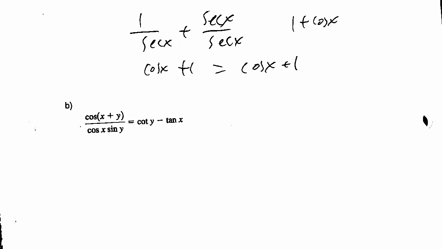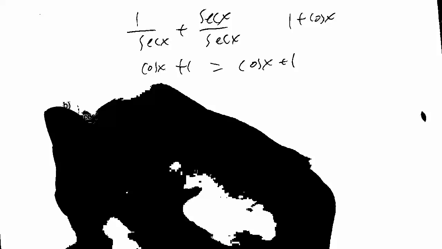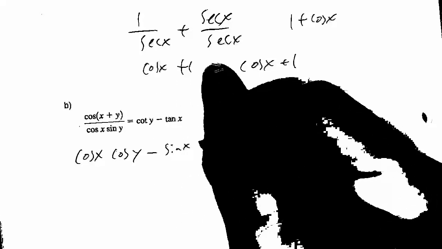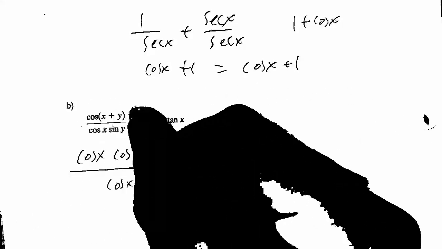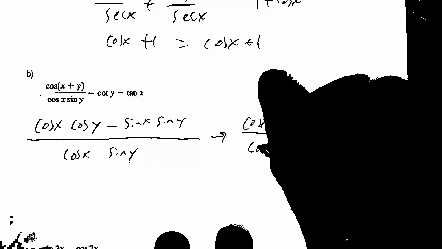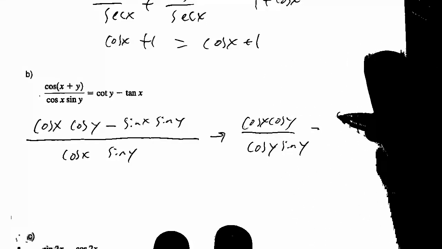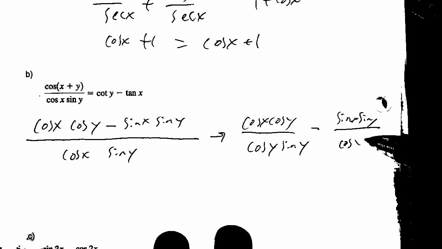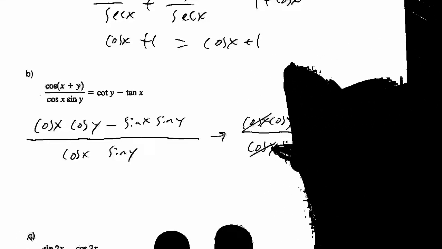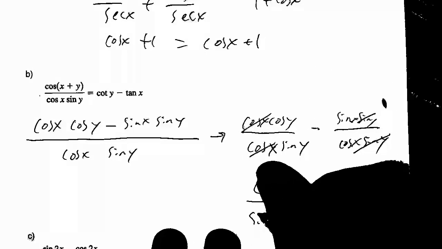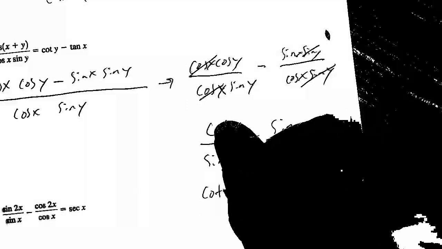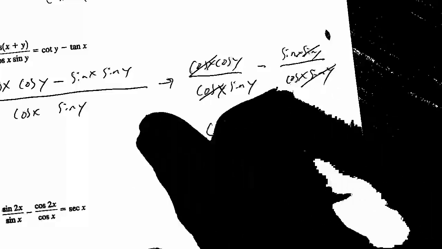Next, we have a sum identity. So we have cosine x cosine y minus sine x sine y over cosine x sine y. I can separate this into two fractions. I can write it as cosine x cosine y over cosine x sine y minus sine x sine y over cosine x sine y. These sines will cancel. These cosines will cancel, and I'll be left with cosine y over sine y minus sine x over cosine x. Cosine y over sine y, that's just cotangent y. Sine over cosine is just tangent x. So that's it. That's what I wanted. I'm done.